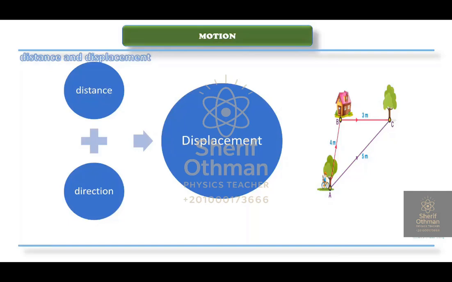As we can see, guys, in this figure, if this child decided to move from 3A to 3C in a straight line, the path moved will be a displacement. It has a length of 5 meters. If he decided to take the path which passes by the home, it will be a distance and it will take 7 meters instead of 5 meters.